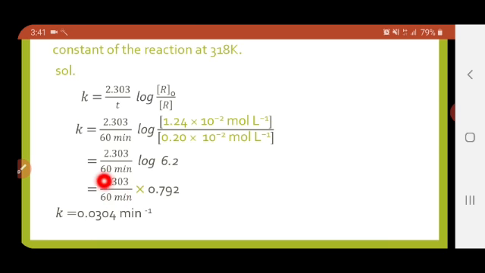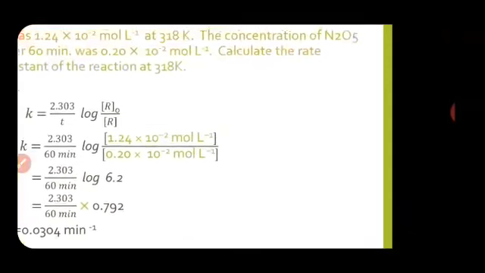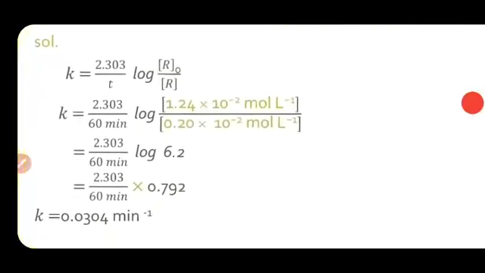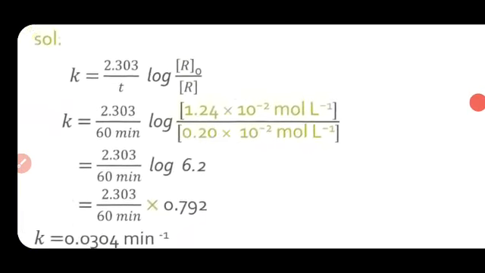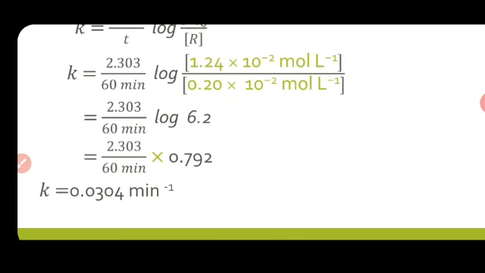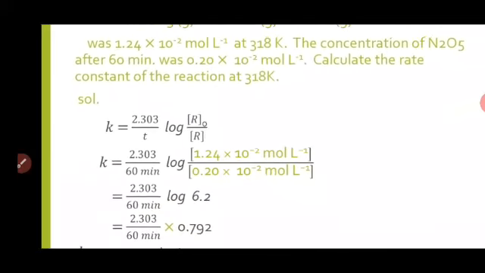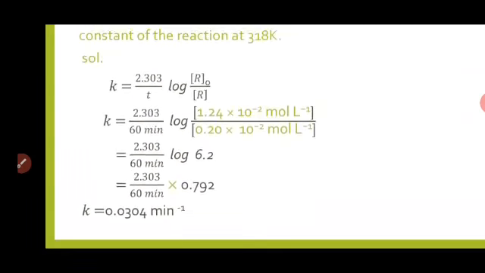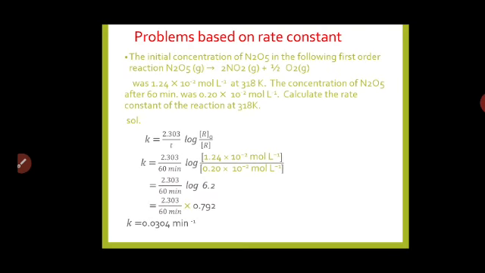0.0304. Now, here as the unit of time is given in minutes, we have to write the rate constant unit as per minute. All of you know, for first order reaction, the rate constant unit is per second. But as the time is given in minutes, here we are using the unit as per minute. There are some more problems in the textbook, you can go through that.